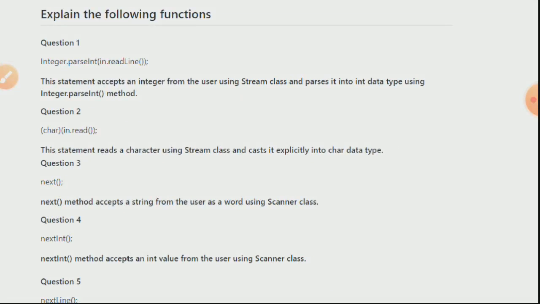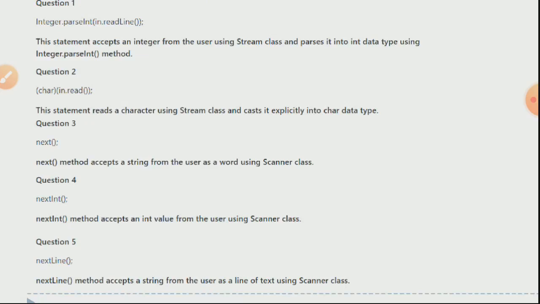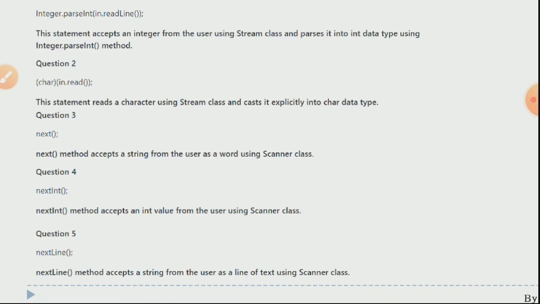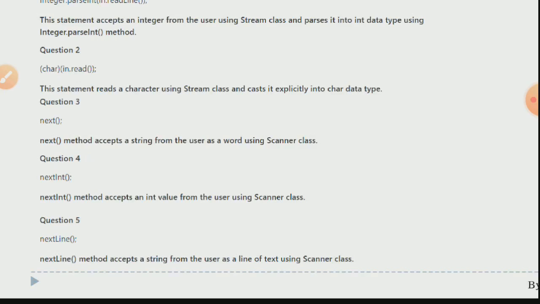Integer.parseInt in.readline. Let me read it out for you. I have already explained all these things. This statement accepts an integer from the user using string class and parses it into int data type using integer.parseInt method. Question number 2, char int in.read. This statement reads a character using string class and casts it explicitly into char data type. The third one, next. Next method accepts a string from the user as a word using scanner class.